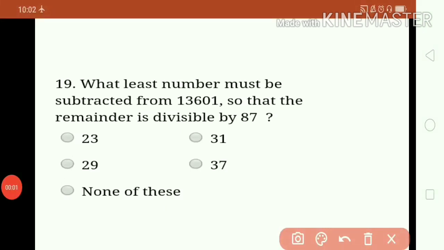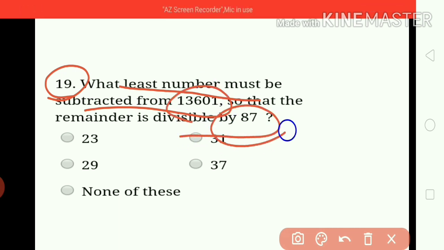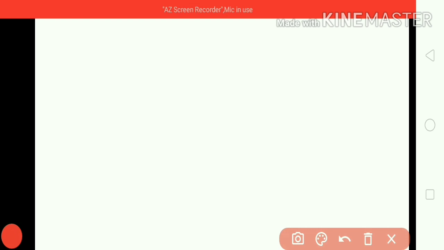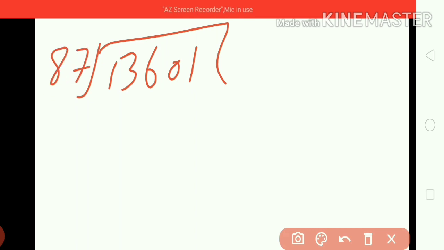Now come to question number 19. What is the least number that must be subtracted from 13,601 so that the remainder is divisible by 87? To find the solution of this question, we have to divide 13,601 by 87, so that we can find the least number that should be subtracted, and then the number is divisible by 87 completely.